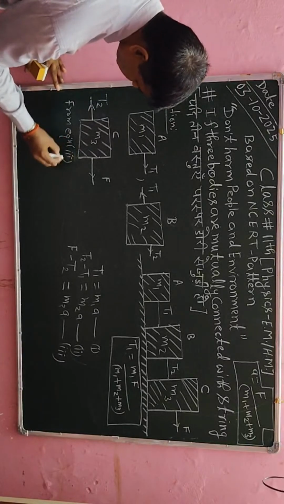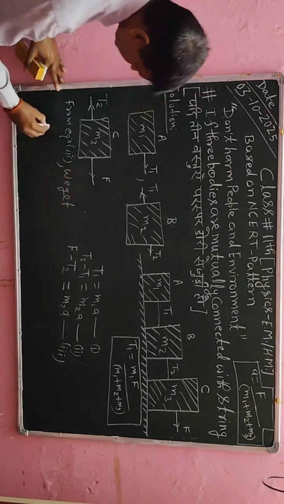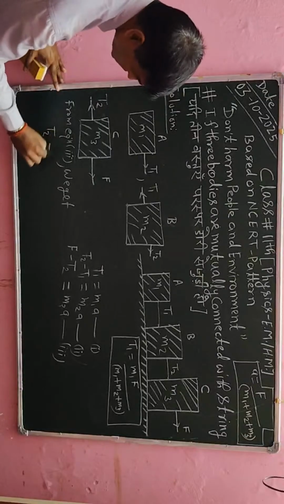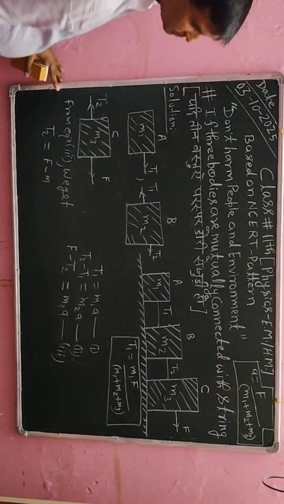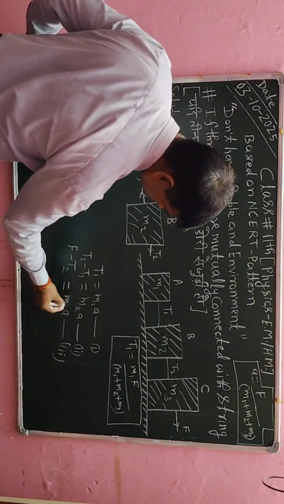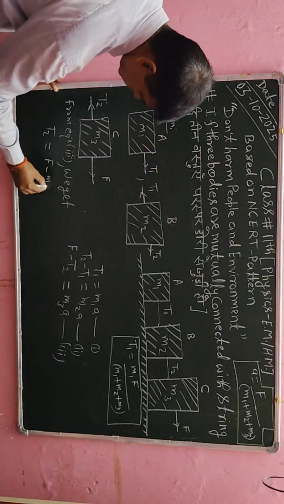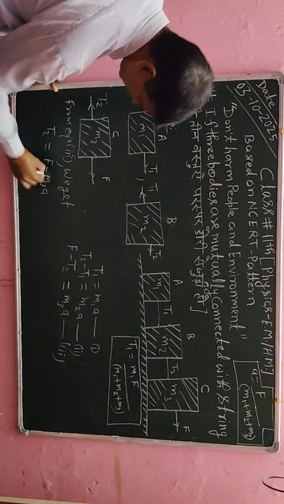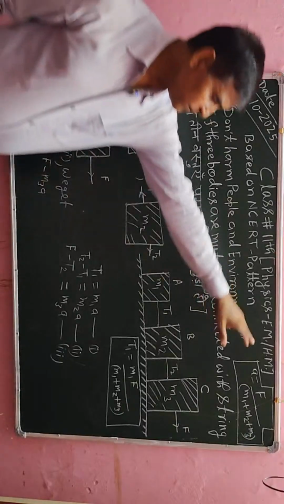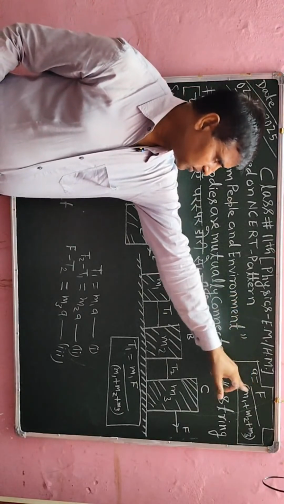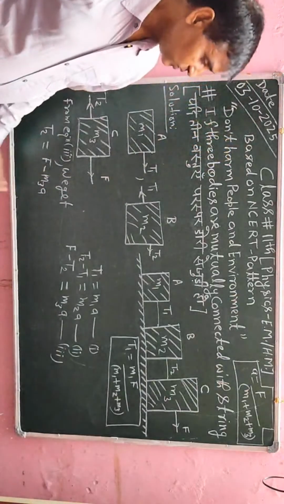From equation number 3 we get, here I have to write positively. So here I can write T2 which is equal to F minus M3A. Now further I have to put the value of A from here. A is equal to F divided by M1 plus M2 plus M3. So after substituting, we will simplify.